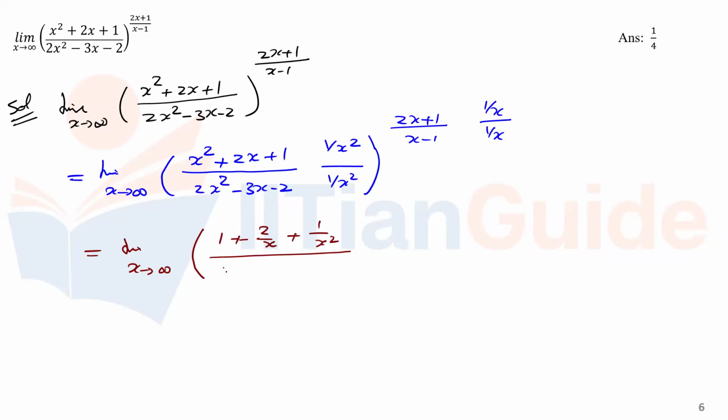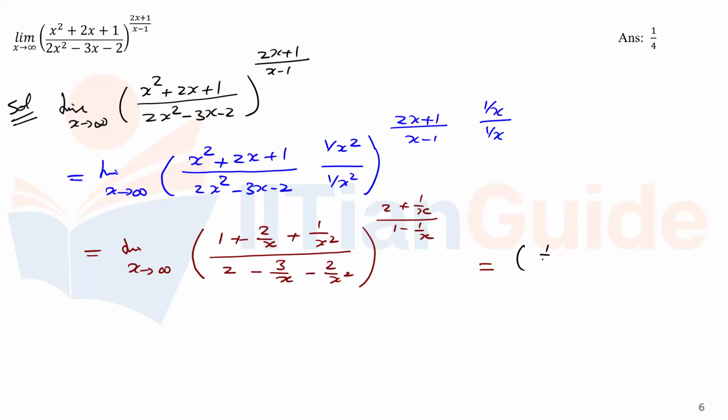And in the denominator, I am getting 2 minus 3 by x minus 2 upon x square. Here, I am getting 2 plus 1 by x divided by 1 minus 1 by x. Now, if I put x to be infinite, I am writing directly 2 by infinity, this will become 0. 1 by infinity, this will become 0. Basically, I got 1 by 2 inside the bracket.